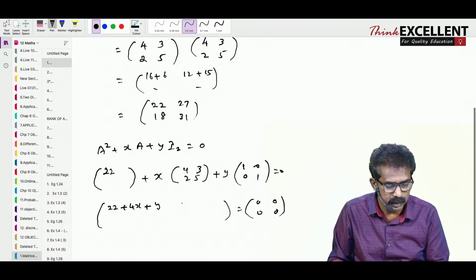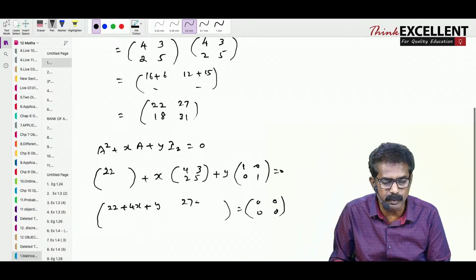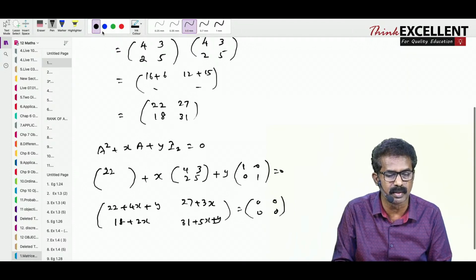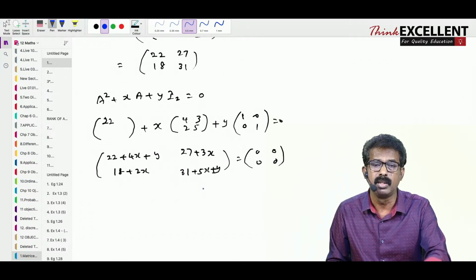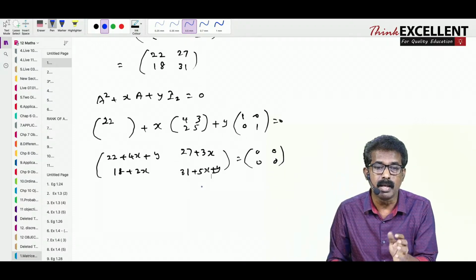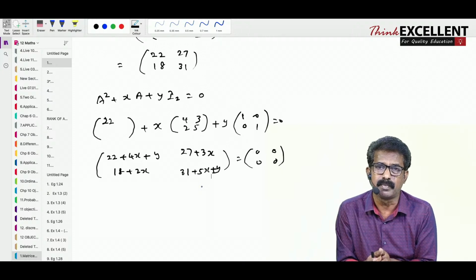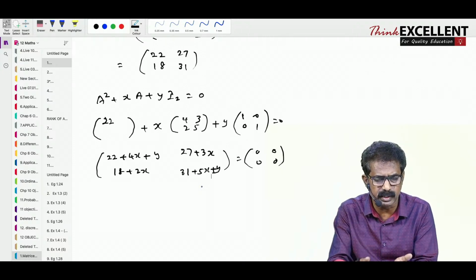Then the second place you are getting 27 plus 3x. Okay, after simplification I'm giving the value. The next one you are getting 18 plus 2x. And the last one 31 plus 5x plus y. Okay, just giving the values. You know, two matrices are equal. Rendu matrix எப்போ equal ஆகும்? The order must be same and the corresponding elements are same. Corresponding அப்போ எல்லாமே equal. First equal to first, second equal to second.